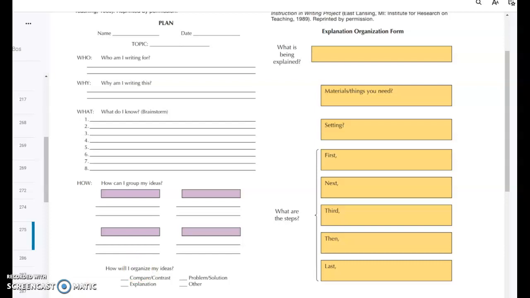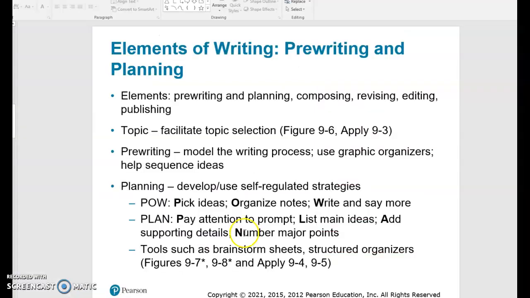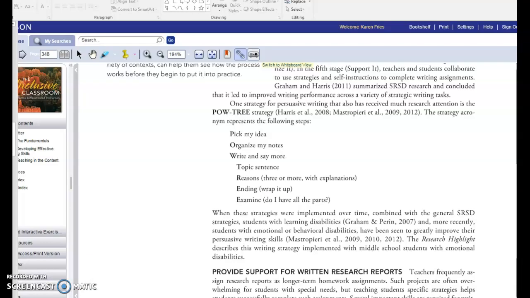All right, so I'm going to stop here for part one. So come on back and we will talk about POW plus tree in part two, and then we'll talk about spelling.